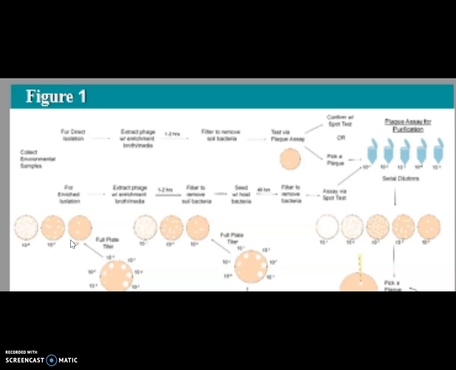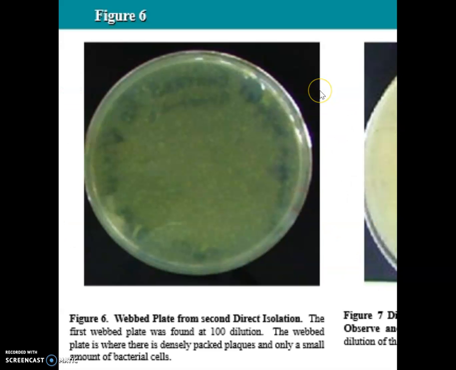I then picked a plaque and did a sterile dilution. I then did the purification, step 2, more times by picking a plaque and doing a sterile dilution again. On the last time that I did that, I by chance got a web plate. The web plate is shown here in figure 6.